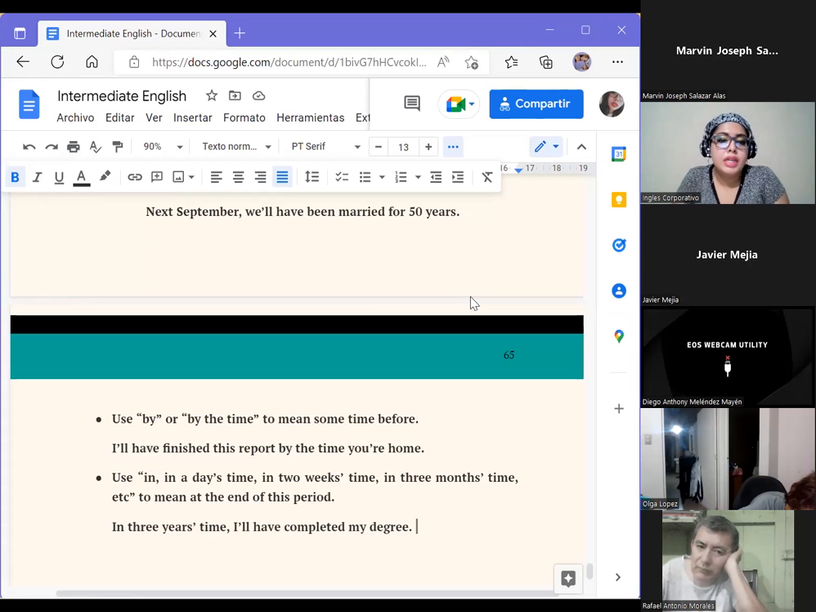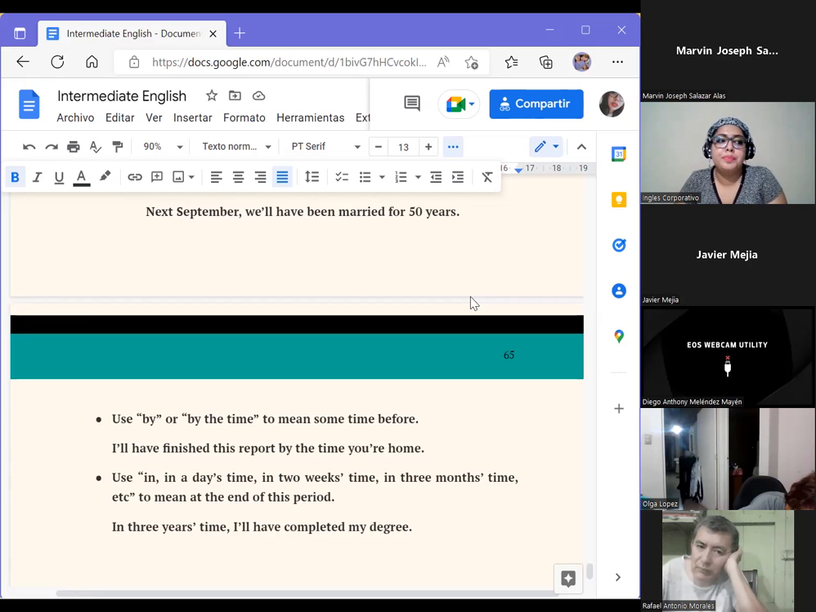And in number three, use "in a day's time," "in 2 weeks' time," "in 3 months' time," etc., to mean at the end of this period. In the example, "In 3 years' time, I will have completed my degree." So this is something that is also certain, and not something we are just thinking, because we have a plan, or in this case steps to follow, because we are studying, so we know we have a specific time to end that action. We know that in some cases we have troubles when we are studying, but in this case that person is not going to think about that problem.